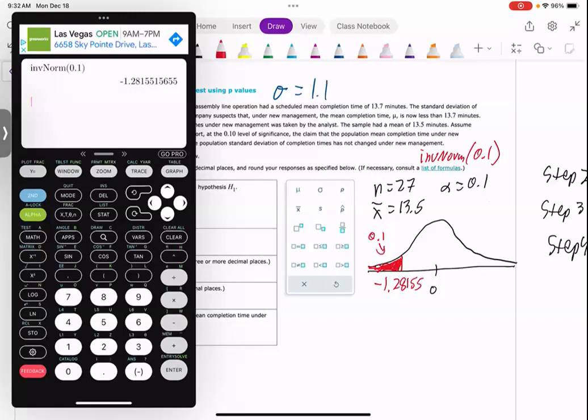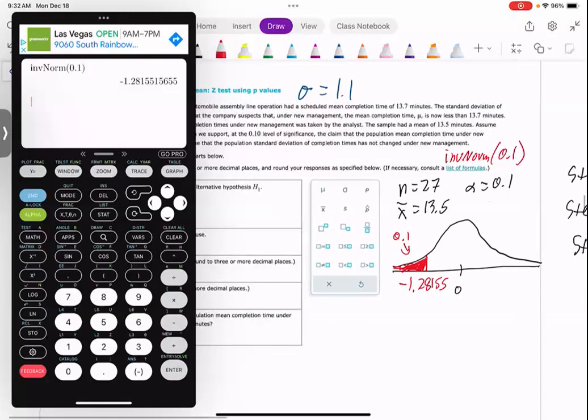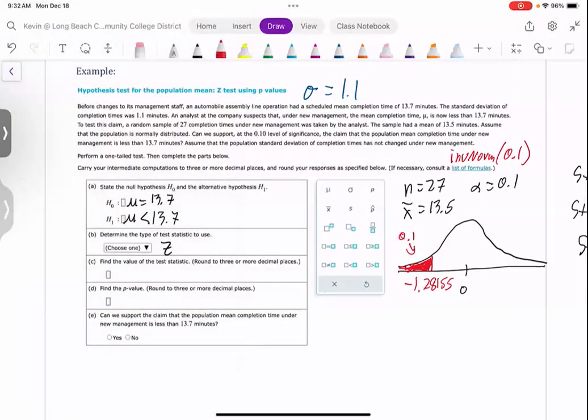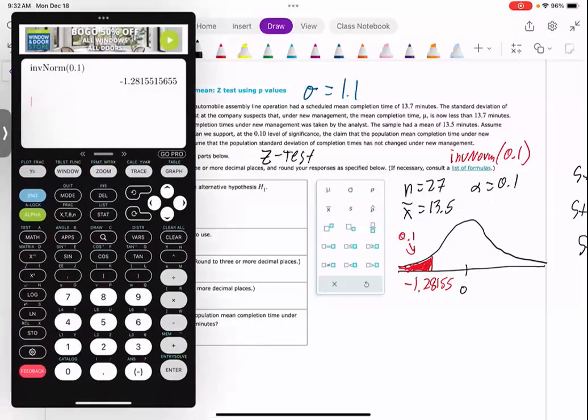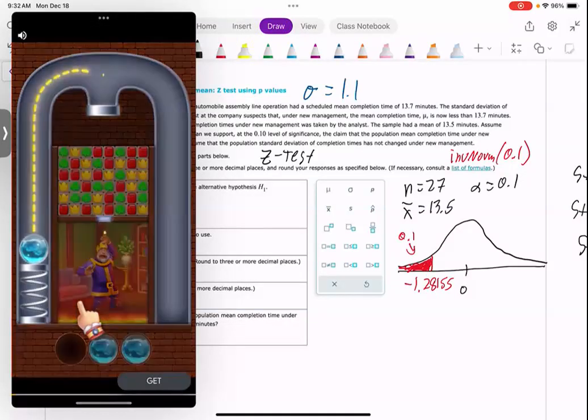All right, now we have all of our information. Let's go to the test statistic. Once again, I'm going to be using, in this case, a z-test. So I'm going to go to stat, tests, z-test, and we have a commercial.